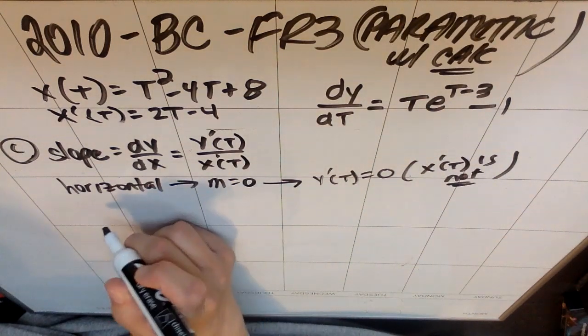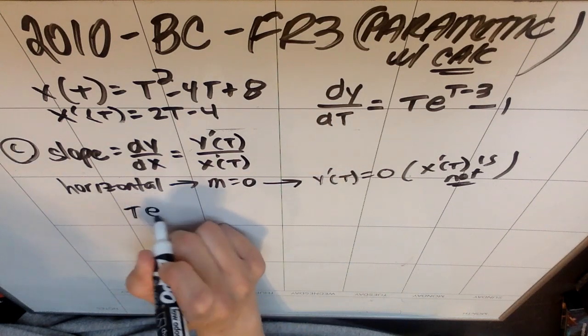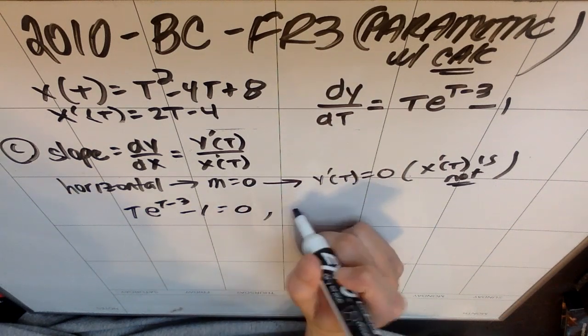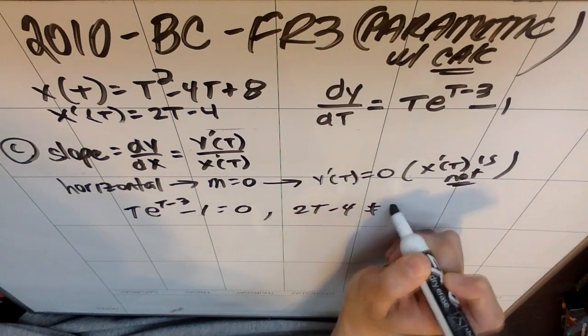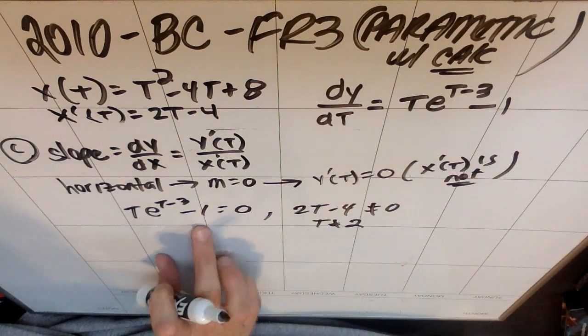So what I want is to find when dy/dt equals 0. So I want to find when t e to the t minus 3, all minus 1, is 0, and when 2t minus 4 is not 0. That's what I'm looking for. So t can't be 2. Fine. I can solve for when this guy's 0.